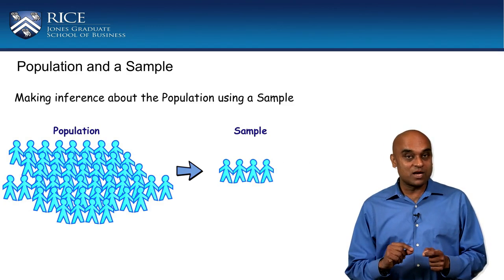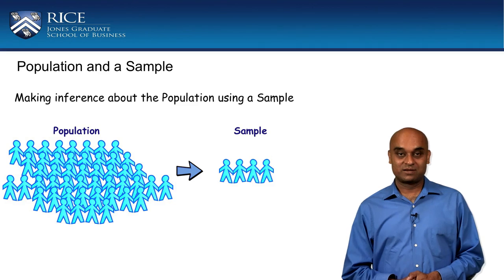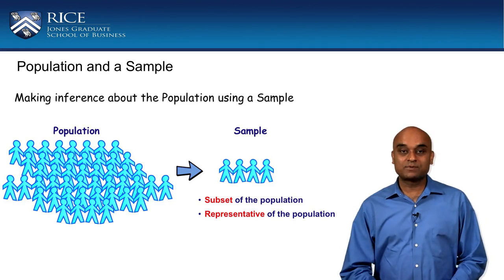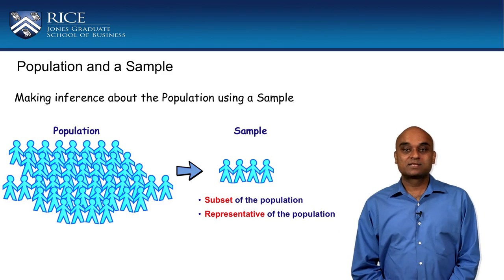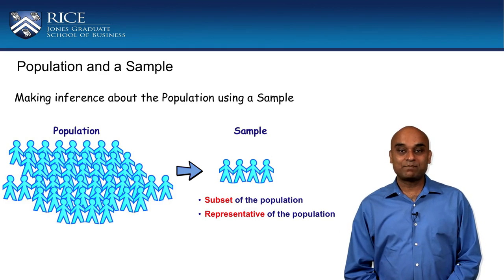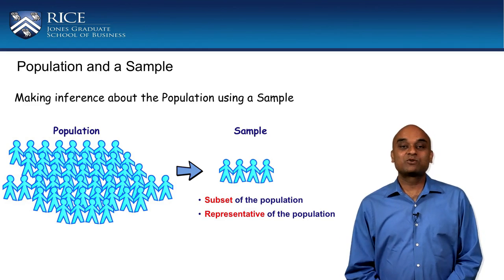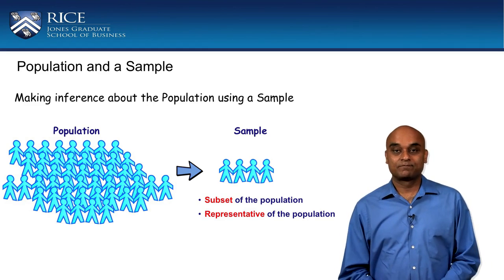So, what allows us to use a sample rather than an entire population in making inferences about the population? Two important things. Firstly, a sample should be a subset of the population, and secondly, and more importantly, the sample should be representative of the population. Representative sample means that the sample should accurately reflect the entire population. It should be an unbiased representation of what the population is like.